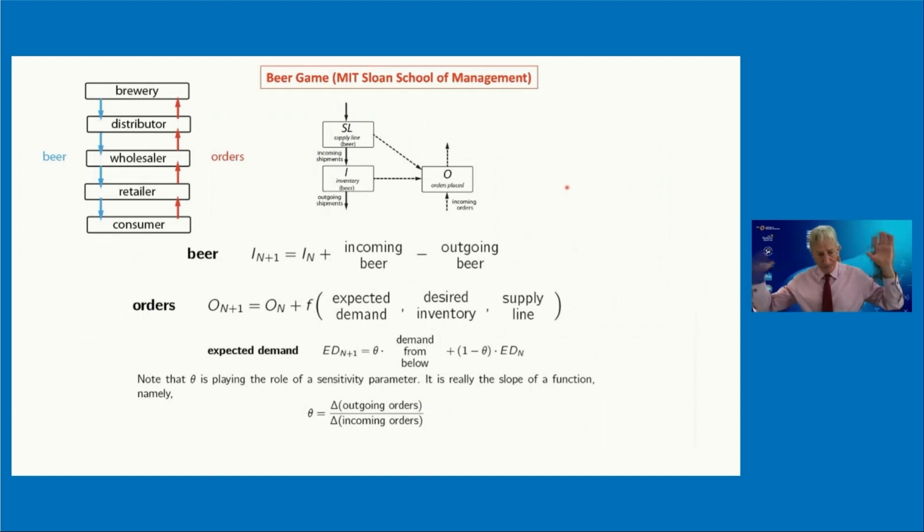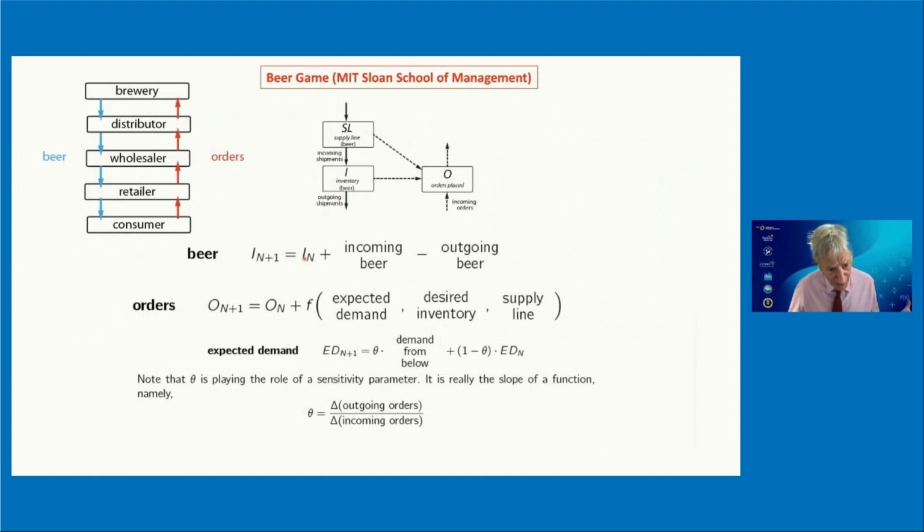The MIT Sloan School developed a marvelous game, which they have CEOs in for summer school, and they play this game by hand. It's called the beer game, and we have 5 layers of player, and orders for beer go 1 level up the line with a 2-3 day time delay, and cases of beer come 1 level down the line. At every node on the line, we have a supply line, we have an inventory, and we have outgoing orders. We have a beer equation, and we have an orders equation.